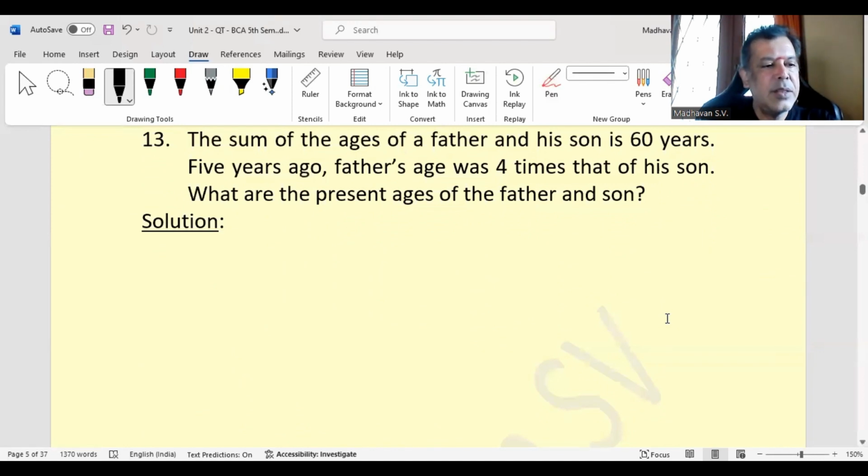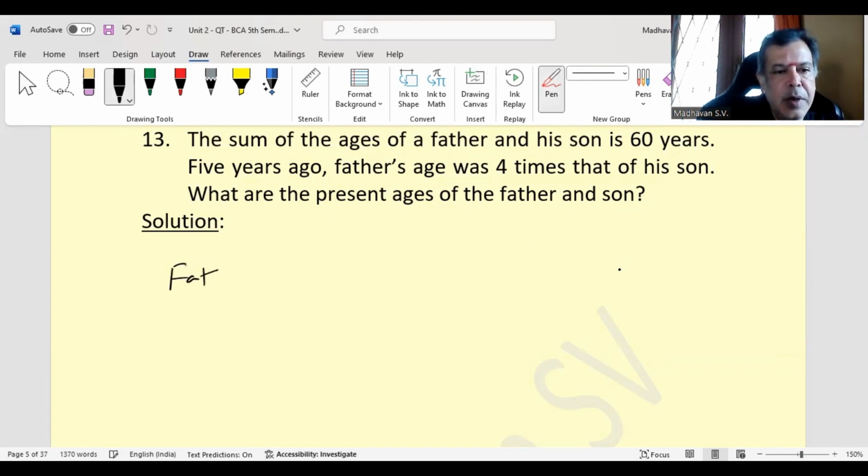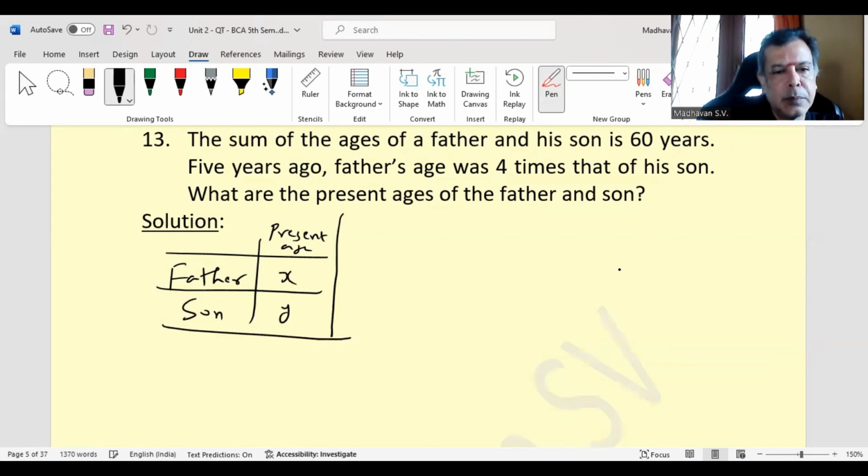The sum of the ages of father and his son is 60 years. 5 years ago, father's age was 4 times that of his son. What are the present ages of father and son? Again, a small table. We'll consider present age of father as X, son as Y. Five years ago, this will be X minus 5, Y minus 5.